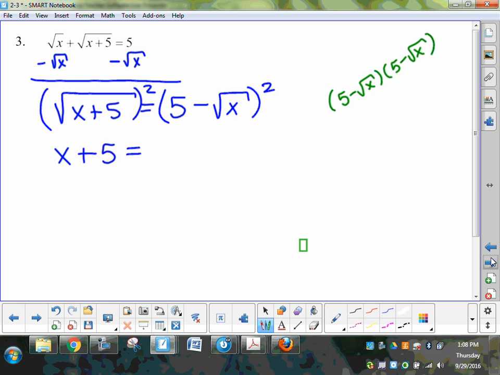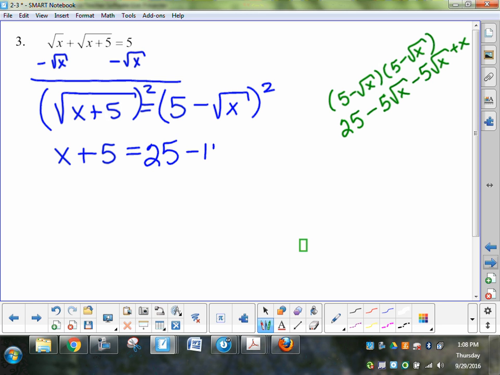Alexis, what do you get when you multiply the first terms together? 25. What do you get when you multiply the outside ones together? Negative 10 radical x. Now, careful. You went too far. Right? She combined them. That's why she said the negative 10. So now when I go back to the question, what is this when I square it? It's exactly what she said it was going to be. It's going to be 25 minus 10 radical x plus x.